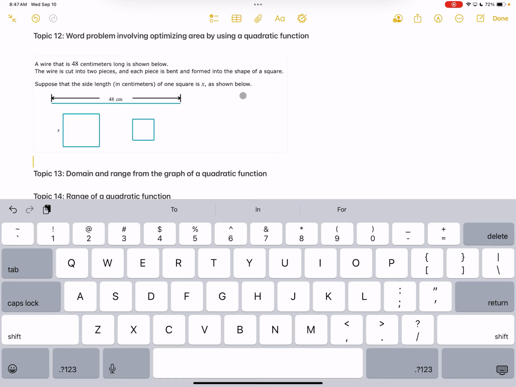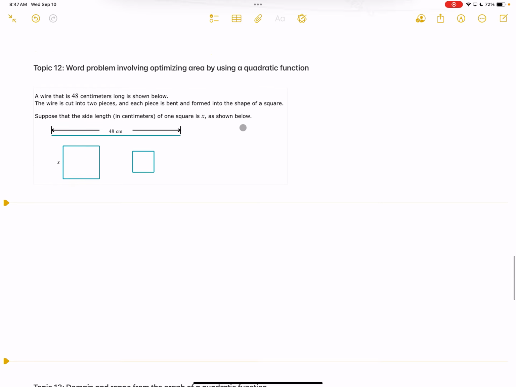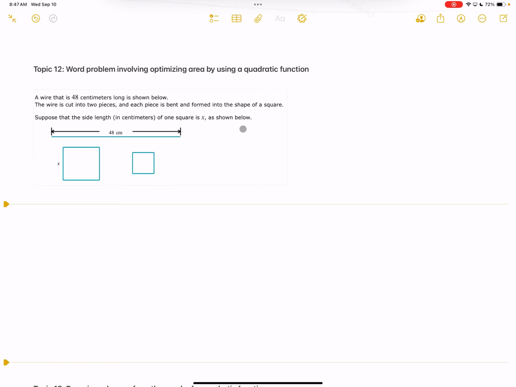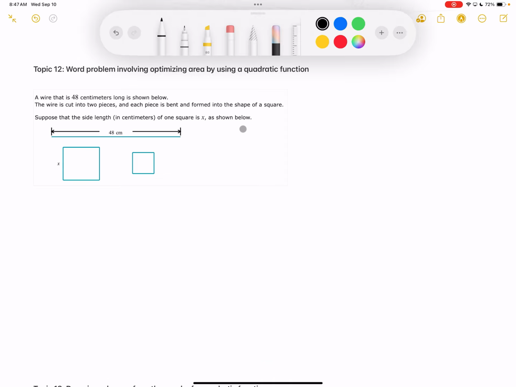All right, here's the hardest problem in the section. I dislike this problem, so we just got to struggle through this topic and get past it. It's a very common problem that you see when you talk about maximizing and minimizing. So this is how to optimize the area. A wire that is 48 centimeters long is shown. The wire is cut into 2 pieces, and each piece is bent and formed in the shape of a square. Suppose one square is an x, as shown below.